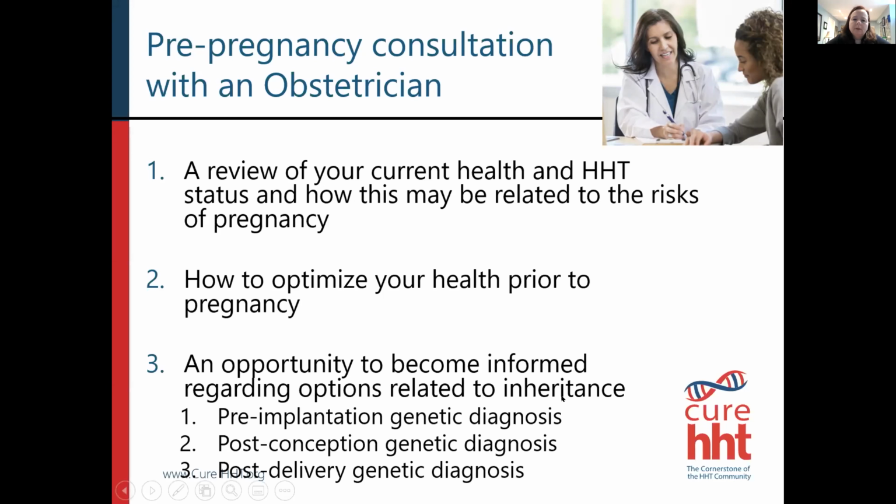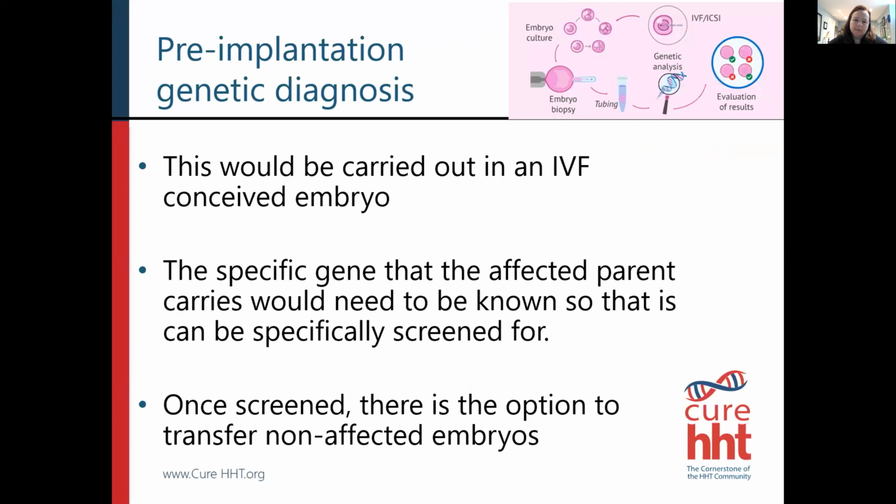Okay, so basically what an obstetrician will do is review your current health and HHT status and how this may be related to risk of pregnancy. We want to talk about optimizing your health prior to pregnancy, and this is really going to be an overarching thing, related to HHT as well as any other medical complications that you may have. This really gives you an opportunity to become informed about options related to inheritance. So there are 3 options for diagnosis: pre-implantation genetic diagnosis, post-conception or during your pregnancy, and then post-delivery by testing the baby.